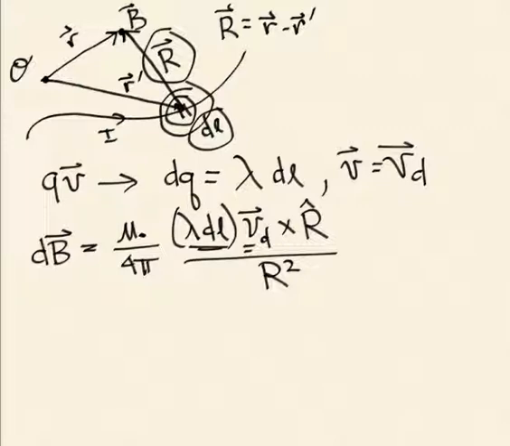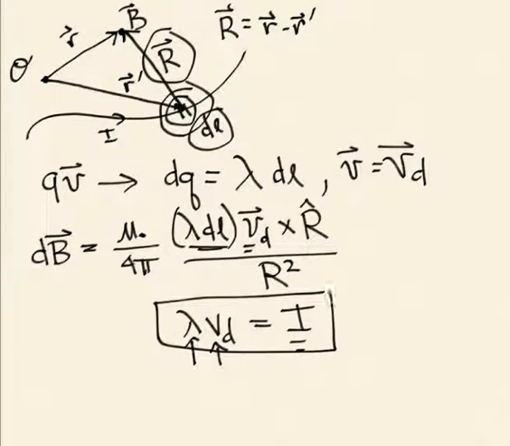Okay, and so I can rewrite this one more time by noticing that lambda times v drift is the same as the current flowing in the wire. You can argue it from a dimensional point of view. This is the number of charges per unit length. This is distance per time, or the amount of distance you move for a certain passage of time. So if I multiply those two together, what I get is charge per unit time, which is the same as the current. And so I'll assert that these two are the same thing.